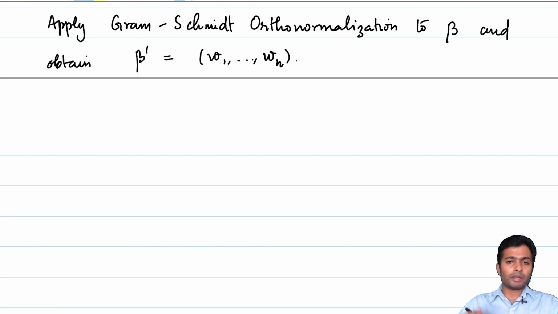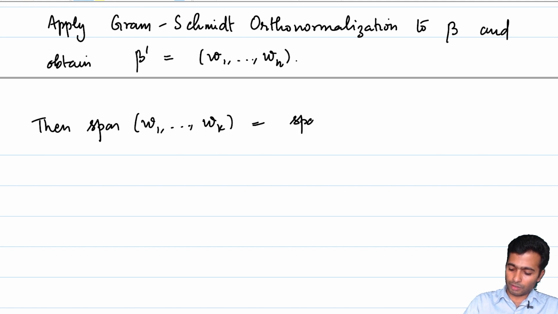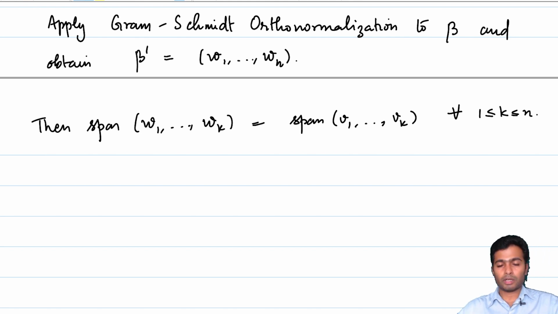But the Gram-Schmidt orthonormalization was not just giving us orthonormal vectors, it was also at every stage ensuring that the span of W1 to Wk is equal to the span of V1 to Vk. This is true for all k less than or equal to n. The process of Gram-Schmidt orthonormalization ensured this particular property.